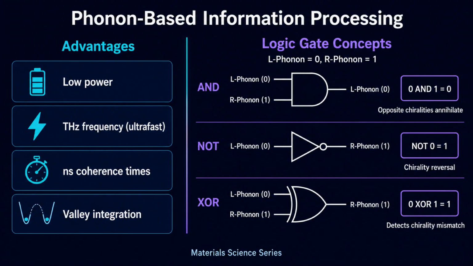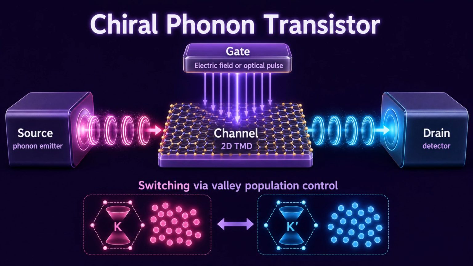Terahertz frequencies enable ultra-fast switching. Phonon coherence times can reach nanoseconds, and direct coupling to valley degrees of freedom enables integration with valletronic logic. Proposed logic gates include AND gates where opposite chiralities annihilate, NOT gates for chirality reversal, and XOR gates detecting chirality mismatch. A chiral phonon transistor modulates phonon angular momentum current using an external control.